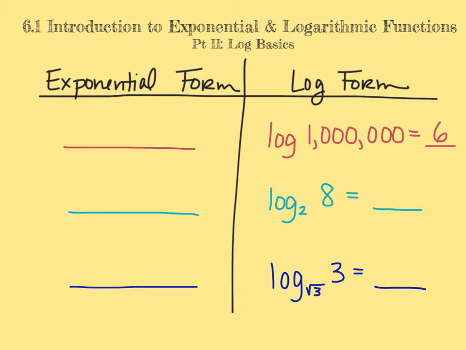The cool thing about tens is that if you just count the number of zeros to the right of the 1, that's the power it was raised to. So writing this in exponential form, our base is 10. Even though we can't see it, we assume the base is 10 with a log when there's not one written. So 10 to the exponent of 6, 10 to the 6th, is 1 million.